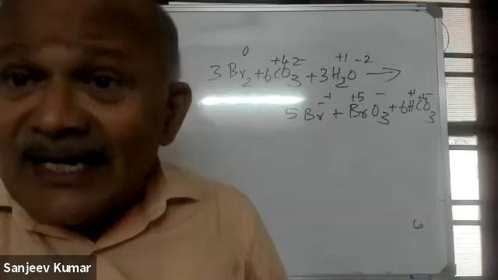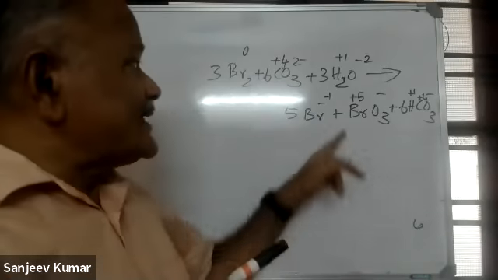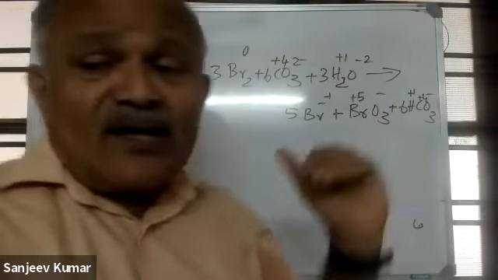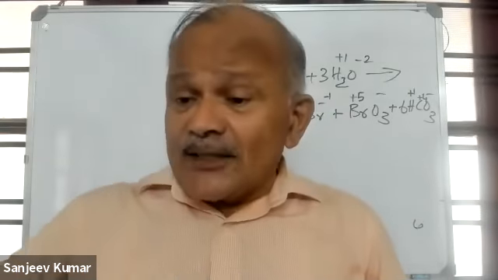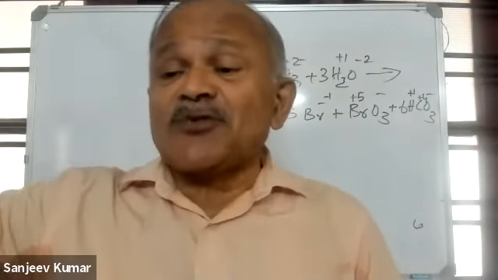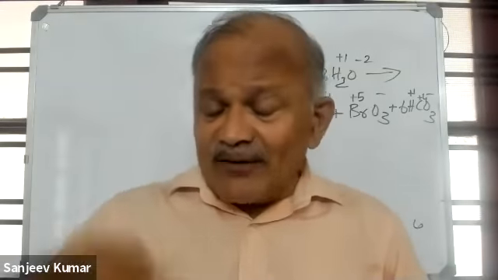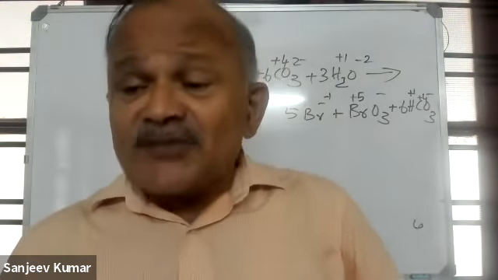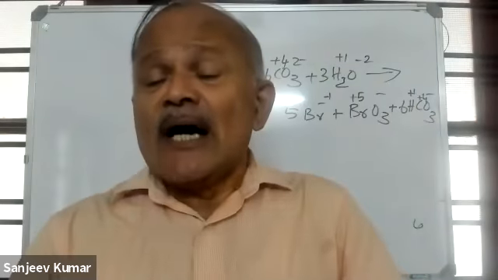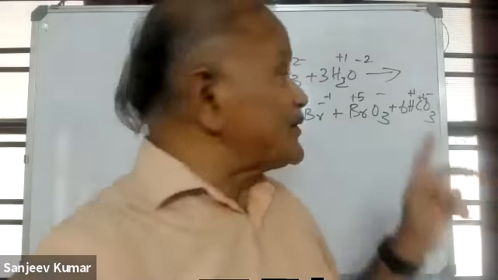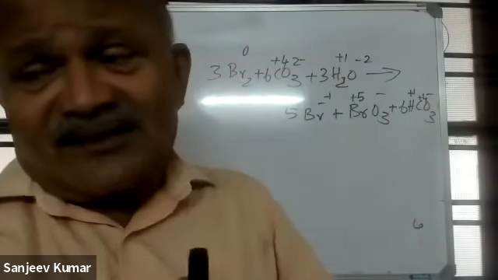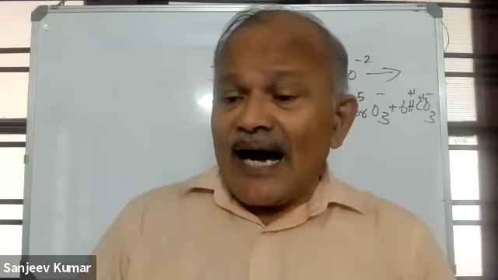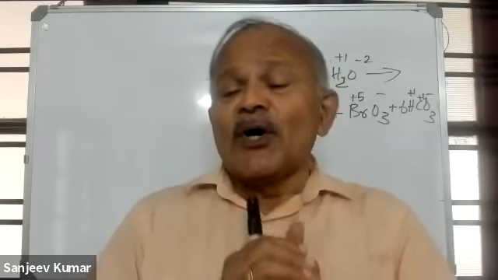That is, it is being reduced. And here it is plus 5. That means it is being oxidized. One bromine atom gets oxidized to give plus 5 oxidation state. That is, 5 electrons are removed from one bromine atom. And these 5 electrons are added to the other 5 bromine atoms to give 5 Br minus. Therefore, here the oxidizing agent is bromine and the reducing agent is also bromine.